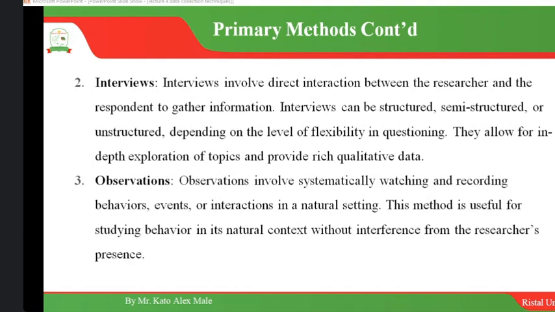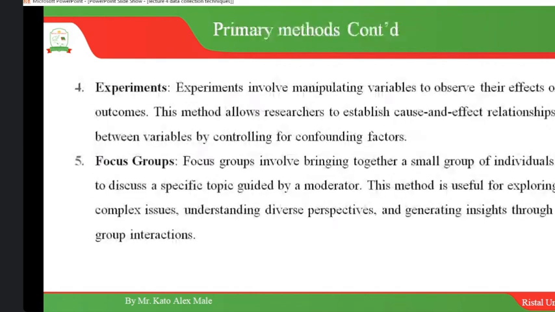That's why, as the researcher, you want to observe individuals or something happening without those people knowing that you are observing them. That's what we mean by observation. Then experimental, as a primary method, involves manipulating variables to observe their effects on outcomes. We try to put in some factors and watch how it happens in the end.